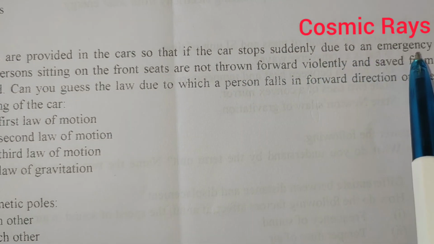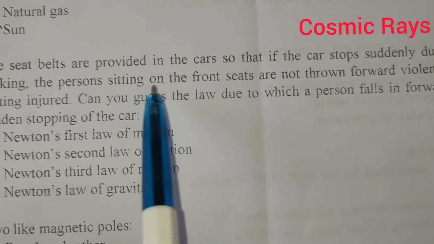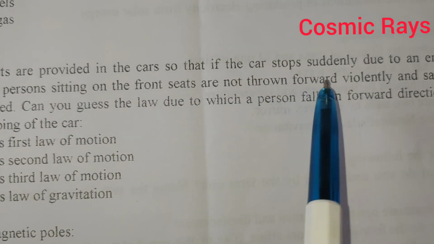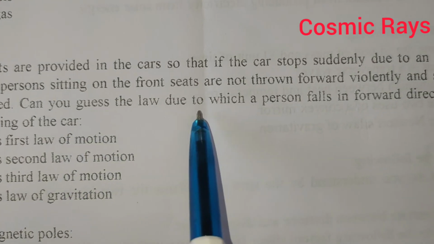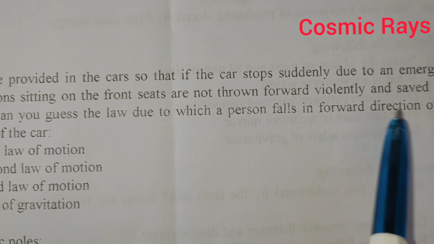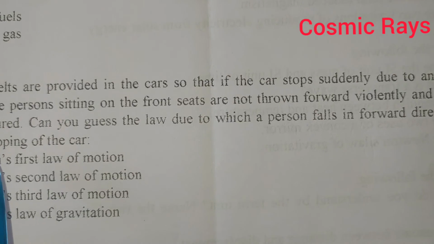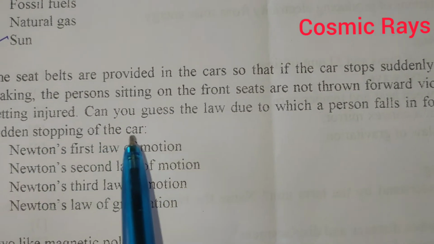The next question says the seat belts are provided in the car so that if the car stops suddenly due to an emergency braking, the persons sitting on the front seats are not thrown forward violently and saved from getting injured. Can you guess the law due to which a person falls in the forward direction on the sudden stopping of the car?